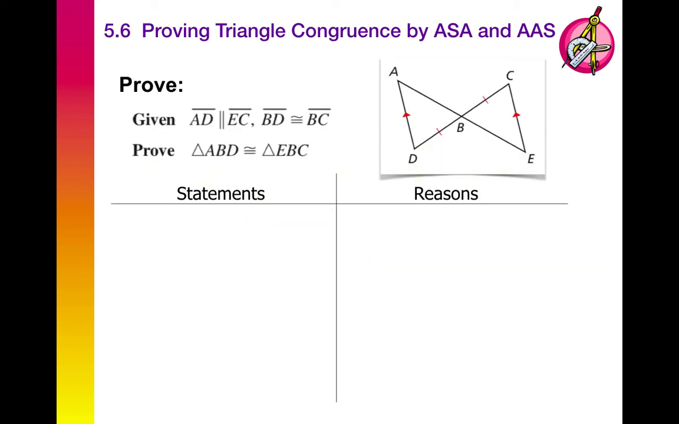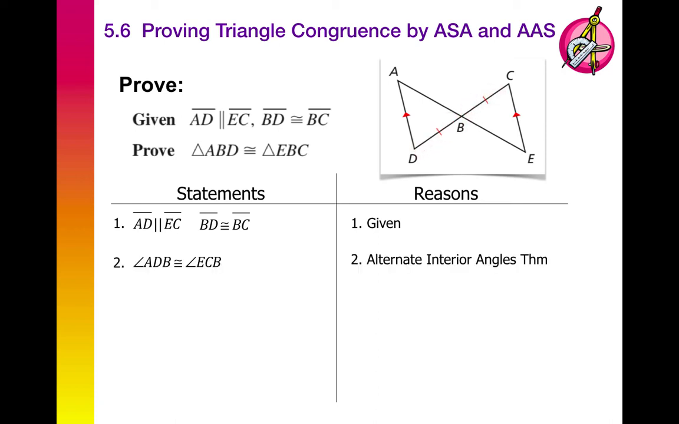Let's actually use the ones that we just learned, the angle, side, angle, and the angle, angle, side. So what I have is two triangles I want to show are congruent. I have a congruent side here. I have parallel sides. And let's see what we can do with that. So I have my parallel sides AD and CE, and then my congruent pieces here BD and BC.